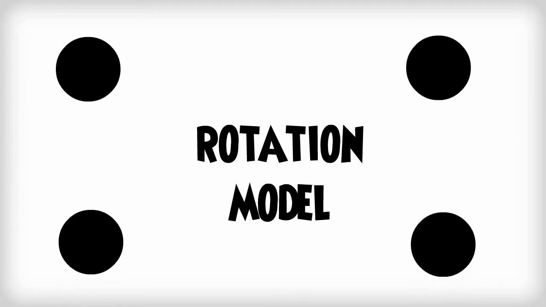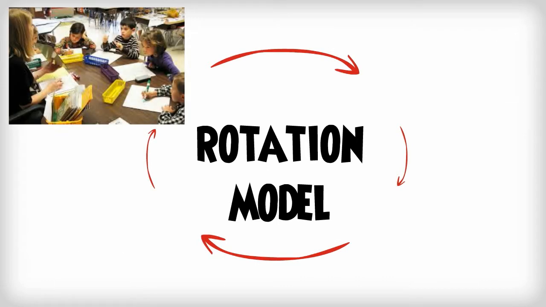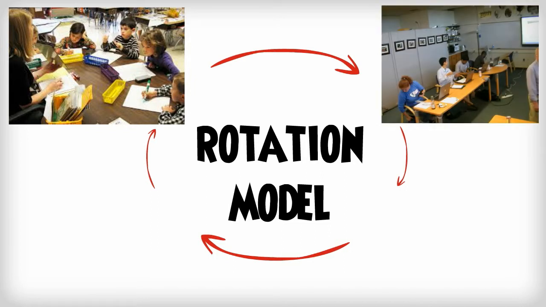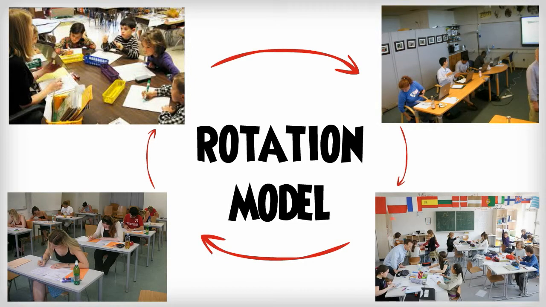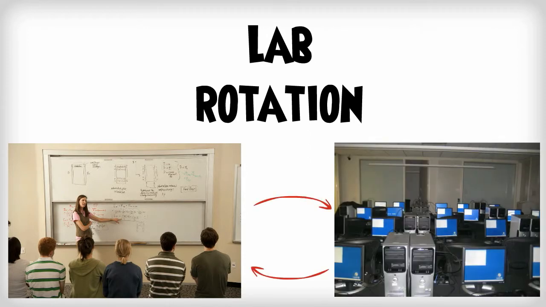With the rotation model, teachers organize 3 to 4 stations rotating every 20 minutes. Station A is small group instruction with the teacher, B, computer-based activity to enhance learning, C or D, individual or teamwork projects or assignments. With lab rotation, students move between their classroom and the computer lab. Data from the content in the lab drives instruction in the classroom.